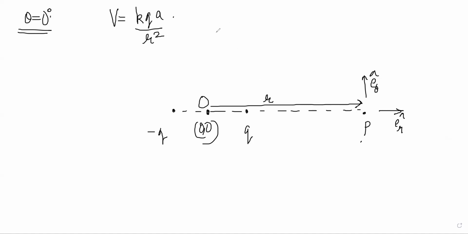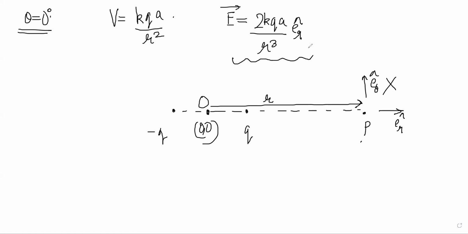But for the field, one of the components of the field will vanish. The first component was 2kqa cos theta by r cube, for the radial component. So that component remains, because cos theta is 1. The second component was kqa sin theta by r cube. That component vanishes, right? So there is no E theta component there, which makes sense also.